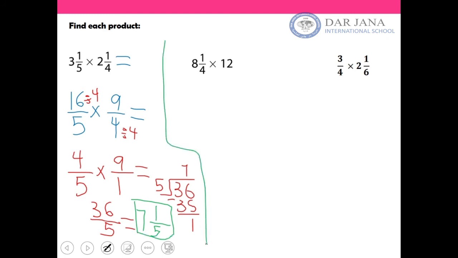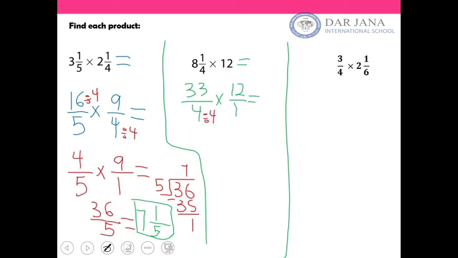The other example, I have a mixed number and a whole number. Both of them I need to change to fractions. The mixed number, I multiply 4 times 8, it's going to be 32 plus 1, it's going to be 33/4, times the whole number. To make this a fraction, I'm going to make it 12/1. Okay, I try to simplify, so I'm going to simplify the 4 and the 12 by 4. So this is divided by 4, divided by 4.